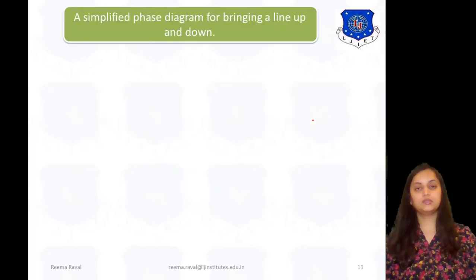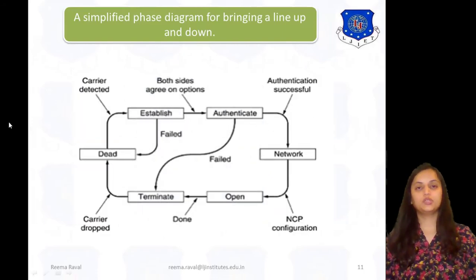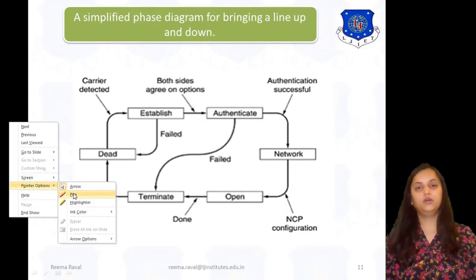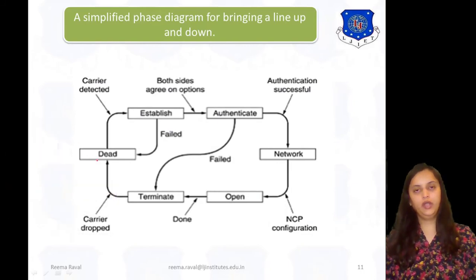Now let us see a simplified phase diagram for bringing a line up and down. Okay, so this is very important to understand how Point-to-Point Protocol works. So here, first of all, consider the line, or else communication link, in the dead state. Then as soon as the carrier or else data is detected, it will establish the connection, right? So next the state will be established when both sides agree on the options. That means the transmitter and the receiver agree on the protocols or options. This will go to the next state, that is the authentication state.